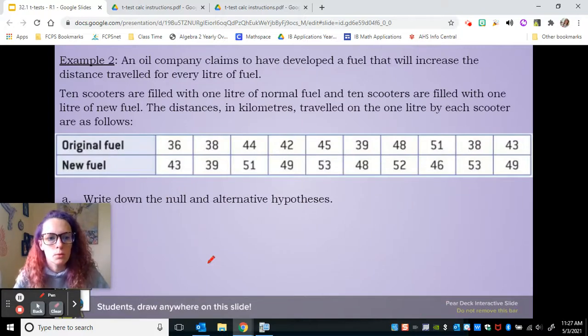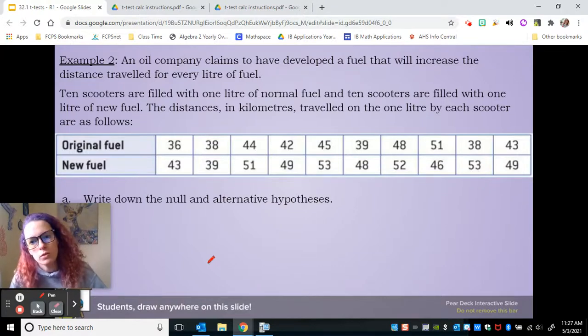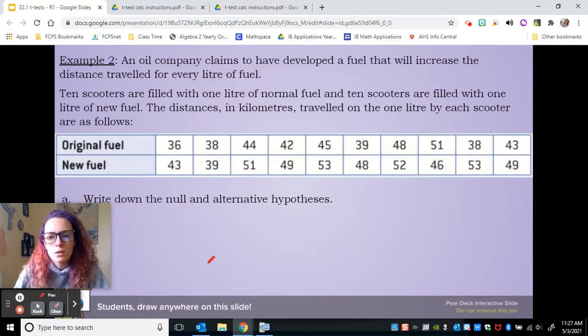Let's try one more. Example 2. An oil company claims to have developed a fuel that will increase the distance traveled for every liter of fuel. 10 scooters are filled with 1 liter of normal fuel and 10 are filled with 1 liter of new fuel. The distance in kilometers traveled on that 1 liter by each scooter are as follows. So we got the original fuel on the top and the new fuel on the bottom. So these numbers are representing how far each of those 10 scooters traveled.